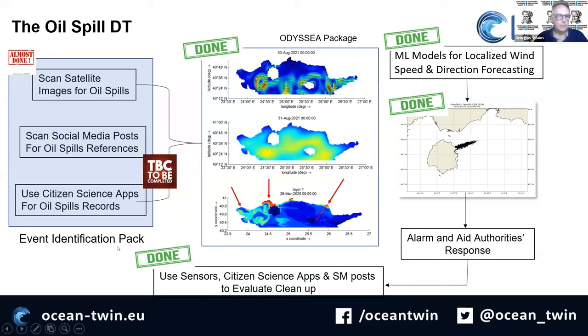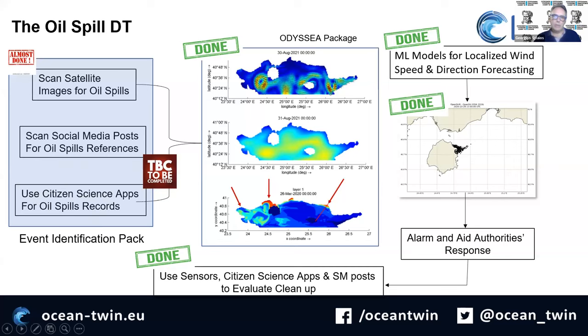We have the event identification pack, which is made of a series of algorithms scanning satellite images. Another set of algorithms scans social media for any oil spill references. We also scan any citizen science applications for oil spill records. And based on this event identification, we trigger the models: the hydrodynamic, the wave, the biogeochemical.